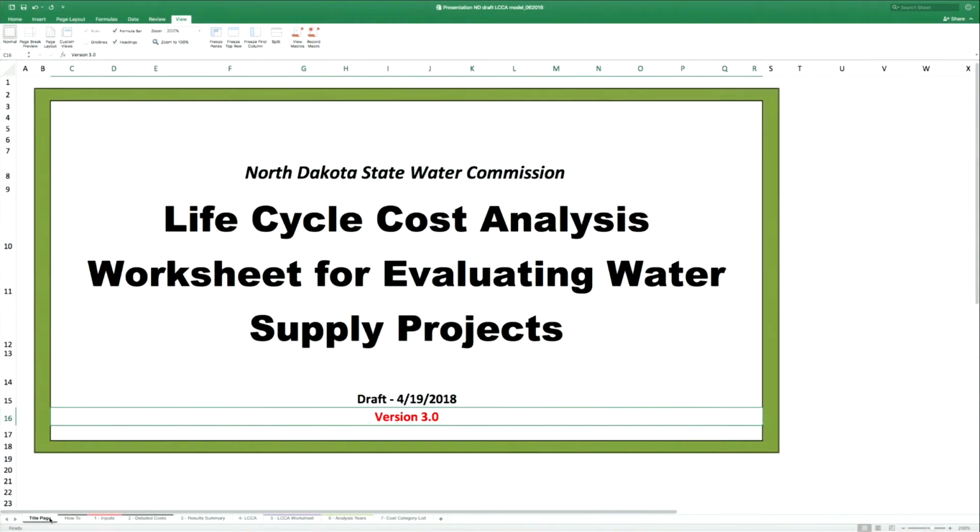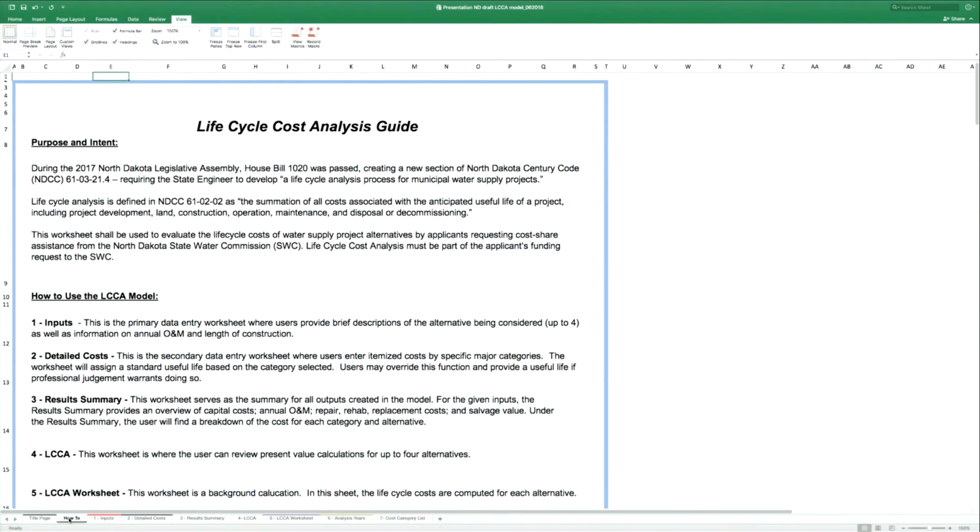Okay. So when you open the model, you have the title page, the how-to, which explains the purpose of the model and how to use the LCCA model in terms of where data goes in. And as the guidance explains, in terms of the way you operate the model, you have two spreadsheets where you actually input data. You have the inputs spreadsheet where you enter basic information, the analysis year of the project. So for example, we're doing a 2018 project, so we would enter data about 2018. You enter your descriptions of the alternatives you're going to be evaluating, the O&M, and the length of construction of the project. Pretty straightforward in terms of the inputs.